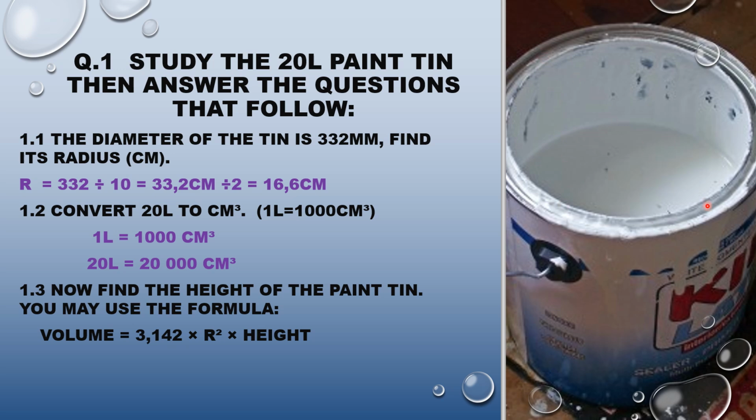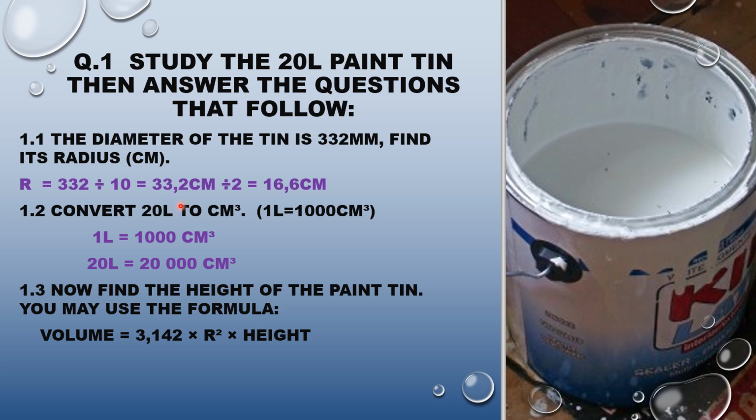So the diameter, because it's given in millimeters and I need an answer in centimeters, I'm going to start with a conversion. When I go from millimeters to centimeters, I divide by 10. So my diameter in centimeters is 33.2.